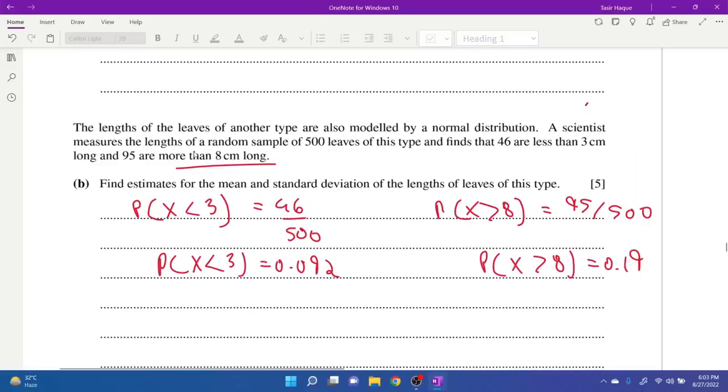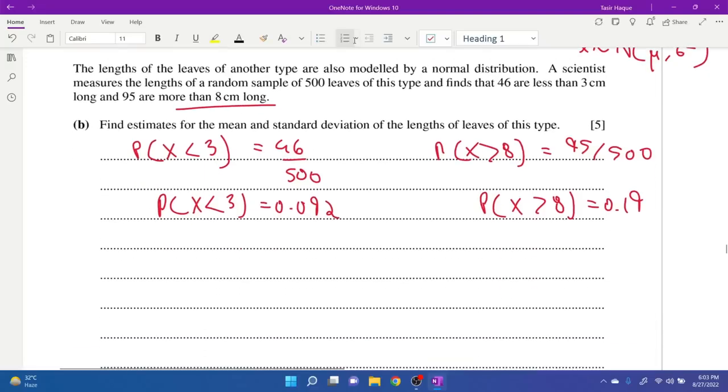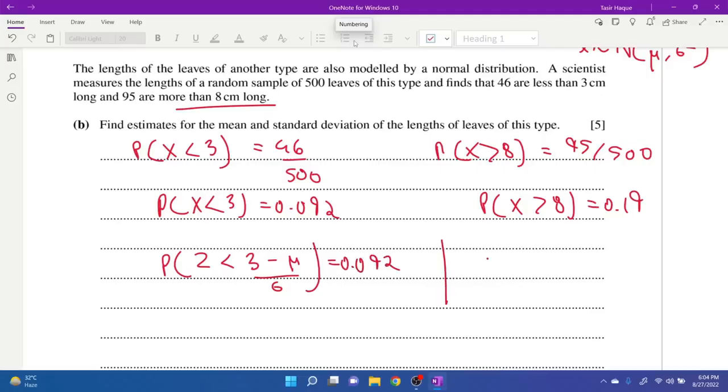Clear? We need that X is normally distributed, and we don't know the mean or the standard deviation. Those are unknown. Okay, so let's begin. This is fine, right? We can go for P(Z < (3 minus mu) by sigma) equal to 0.092. And here we need to fix this.